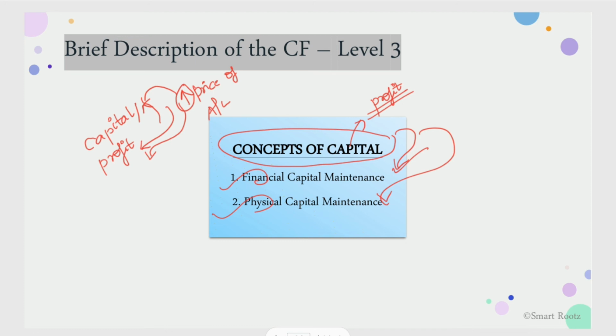So I hope this gives a very good clarity about what a conceptual framework is, why it was needed in the first place at all, and in case I don't have a framework, what will happen, and what is the importance and what it discusses, what are all the concepts that are discussed in this conceptual framework. So I hope this gives a good clarity around all these topics.